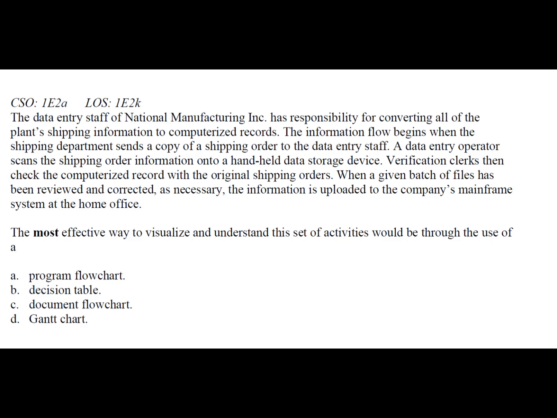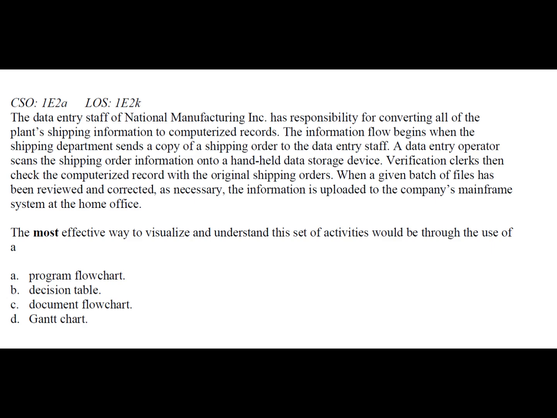Incorrect. A decision table organizes decision rules and conditions but does not show the flow of documents or information. C. Document flowchart. Correct. A document flowchart graphically displays the movement of documents and information through departments, processes, and filing locations, making it ideal for analyzing the activities described in the question. D. Gantt chart. Incorrect. A Gantt chart is a project management tool used to display schedules and task timing rather than document processing. Correct answer, C.